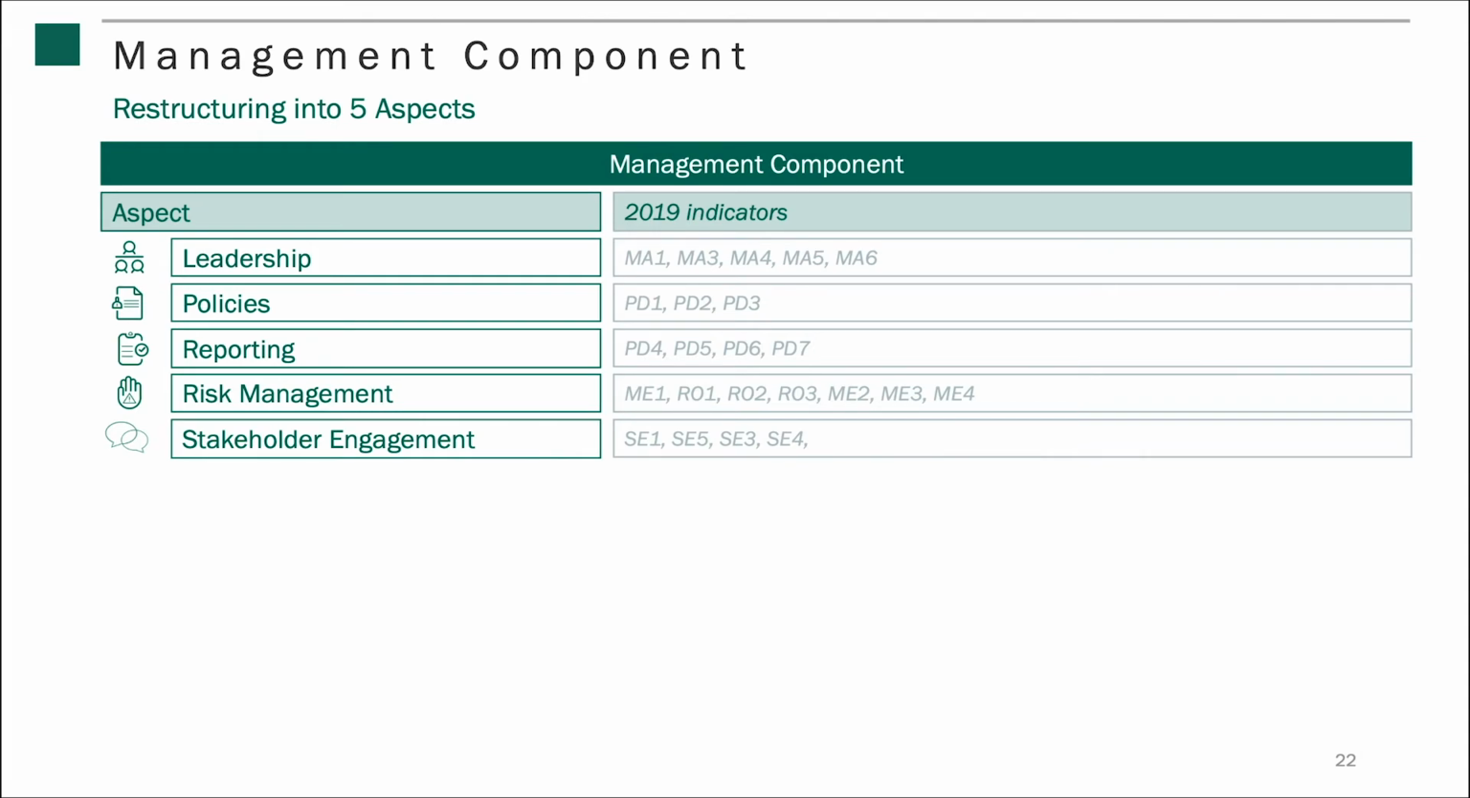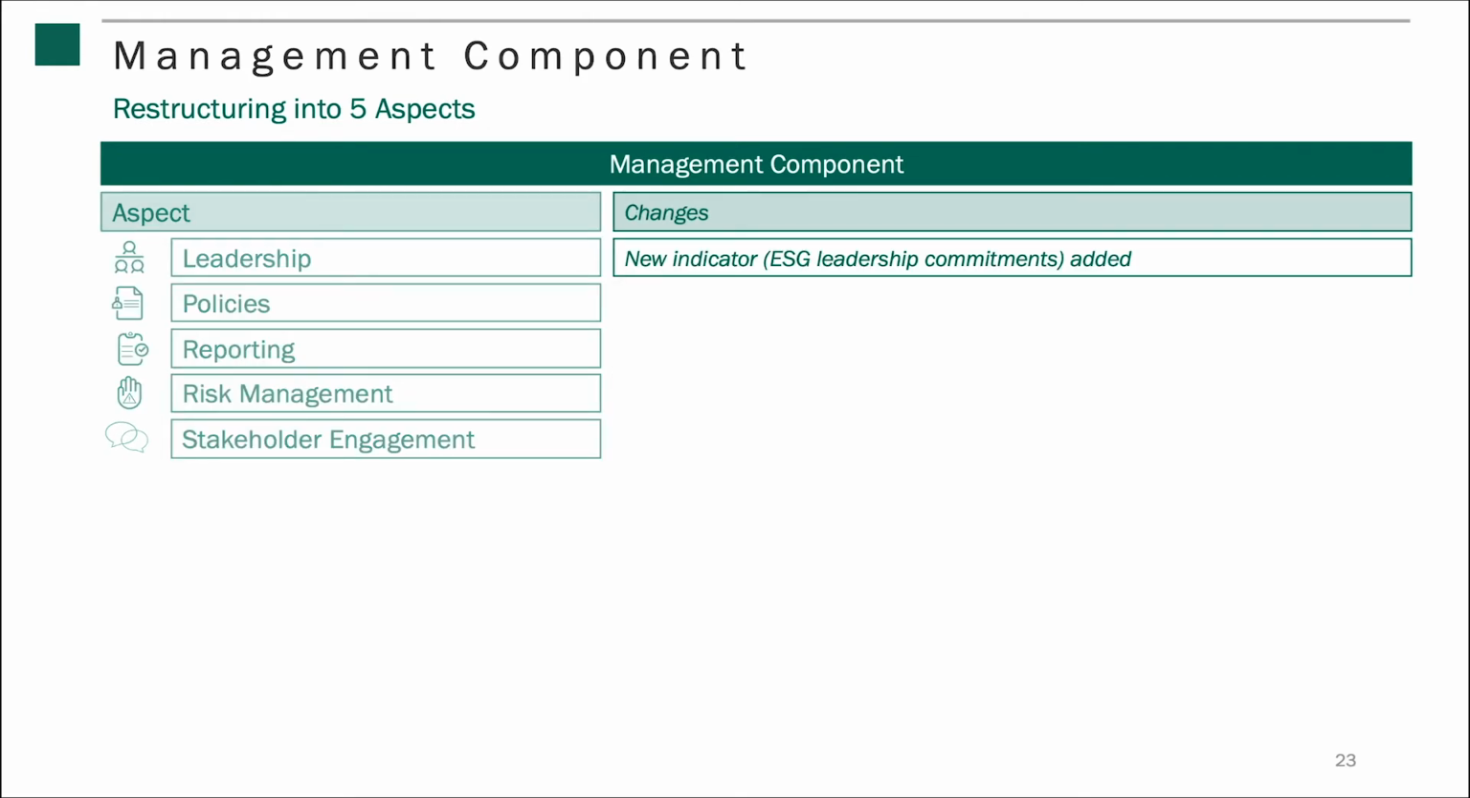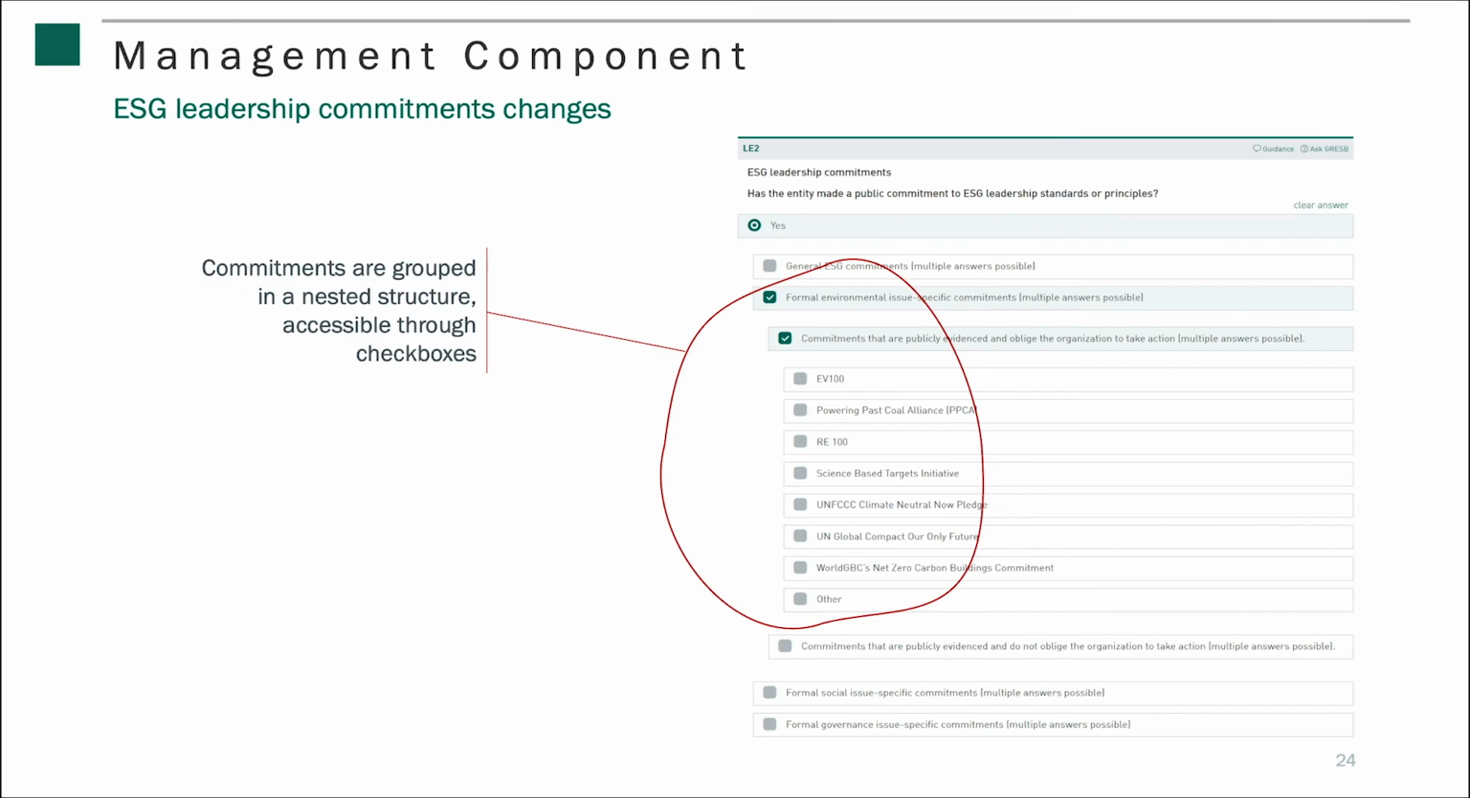The new aspects in the management components are leadership, policies, reporting, risk management, and stakeholder engagement. We'll run through the changes for the indicators in each aspect, highlighting only the most significant year-on-year developments. The first aspect is leadership, where there has been a restructuring of the indicator ESG leadership commitments. In the new structure, commitments have been split up to distinguish those that are general from those that are issue-specific, and to distinguish commitments that require organizations to take action from commitments that do not.